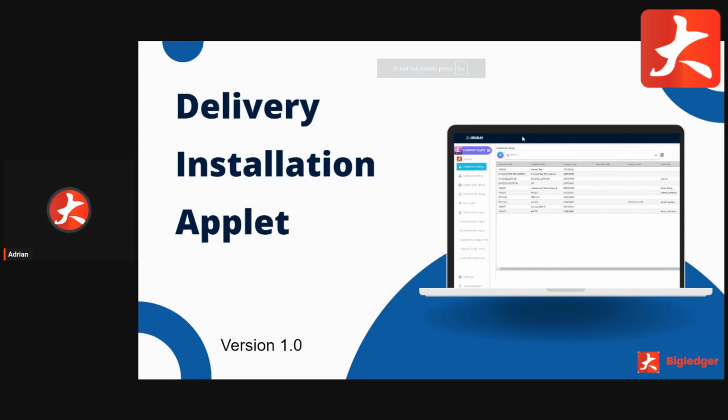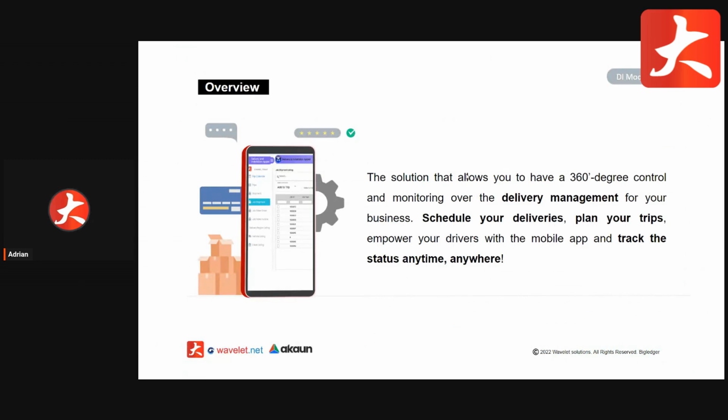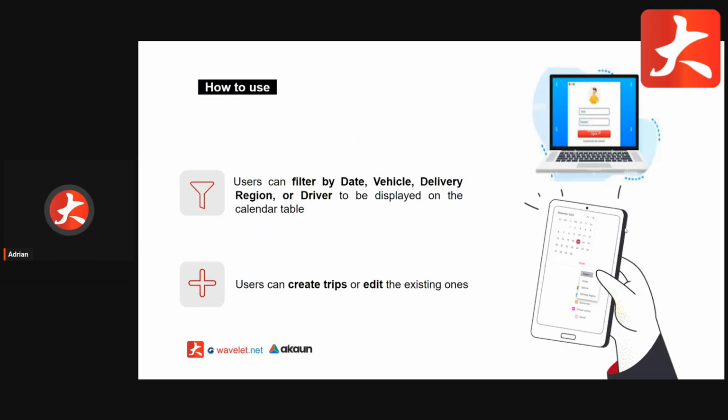So today we are going to go through the delivery and installation applet. The delivery and installation applet is a solution that allows you to have 360 degrees control on monitoring your delivery management, schedule your deliveries, plan your trip, empower your driver with more power apps, and track the status of the delivery anytime and anywhere.